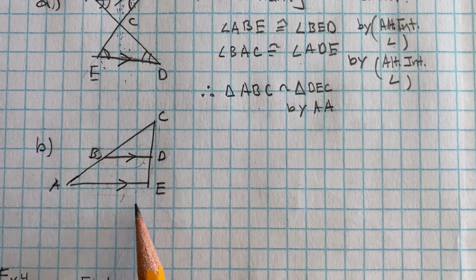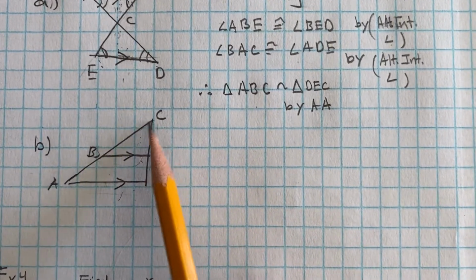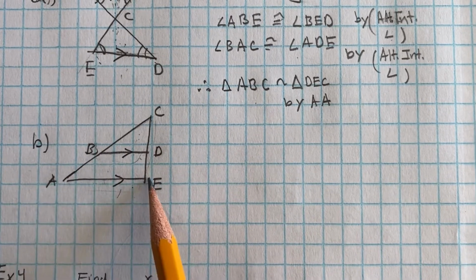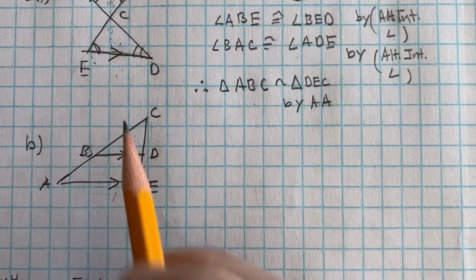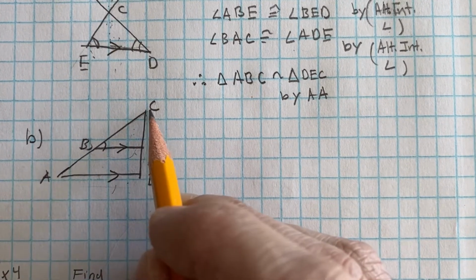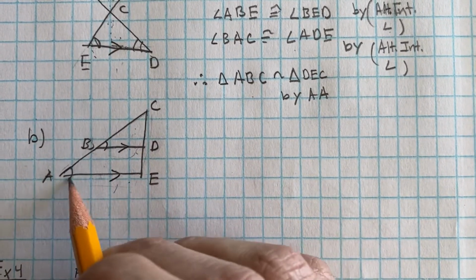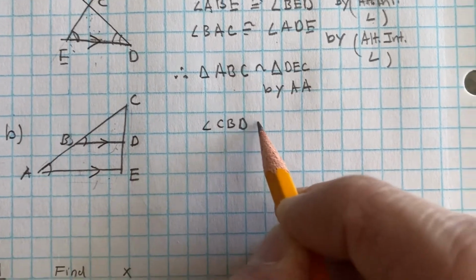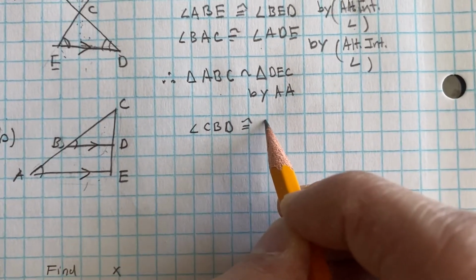And likewise, there's multiple ways to prove that this small triangle is similar to the big triangle. So I have parallel lines over here. The first thing I could say is that, hey, angle CBD is congruent to angle CAE.